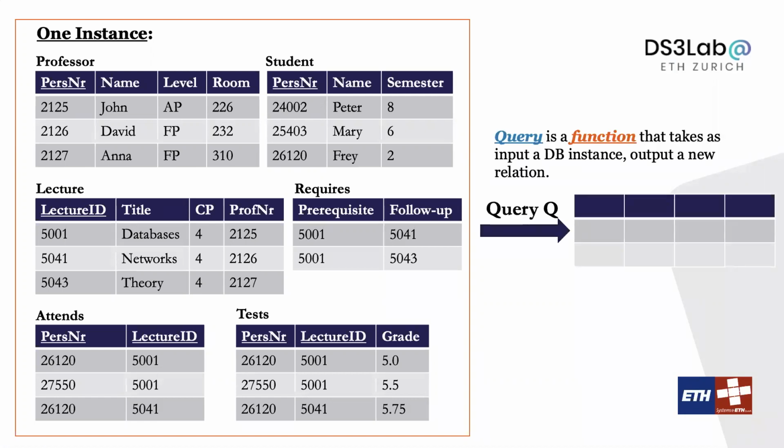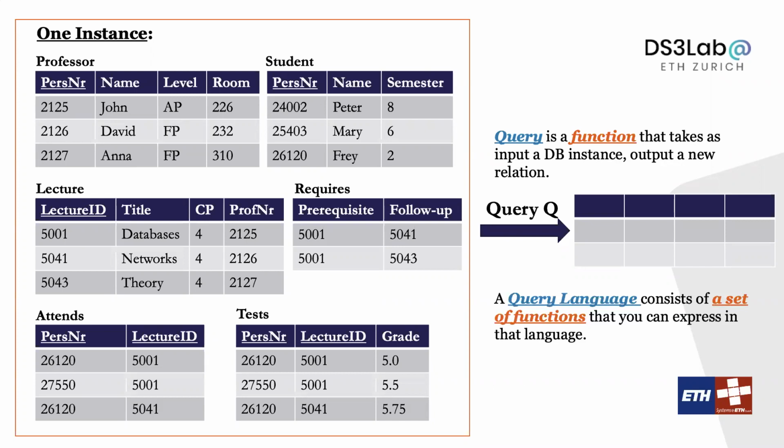So what is a query? A query is a function that takes as input a database instance, which is a set of relation instances. You can think about it intuitively as a collection of tables, and outputs a new relation. Okay? So that's a function. Input is a whole bunch of relation instances. Output is a new relation instance. And the query language consists of the set of functions that you can express in that language.